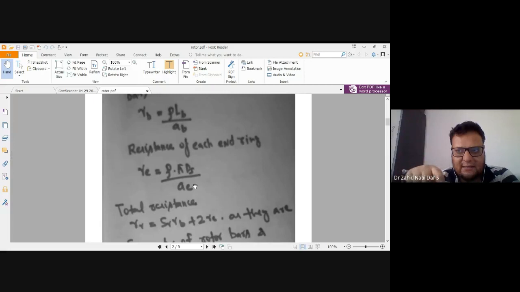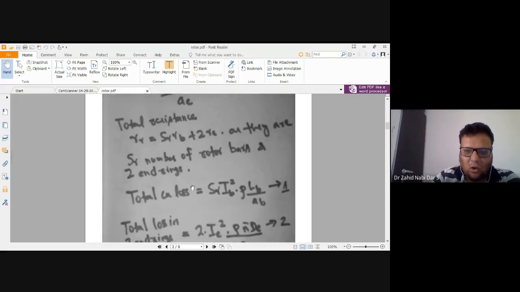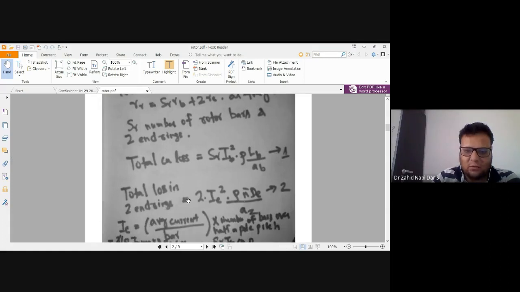Resistance in the bars would indirectly depend upon the slots in the rotor, plus twice the resistance in the end rings, because you have two end rings, one at top and another at bottom. As there are SR number of rotor bars and two end rings, the total copper loss you can write as SR into IB square into rho LB by AB, and the total loss in two end rings would be twice I square.